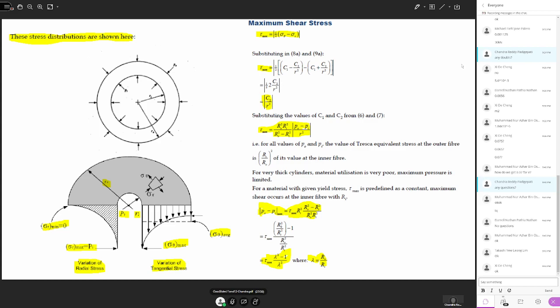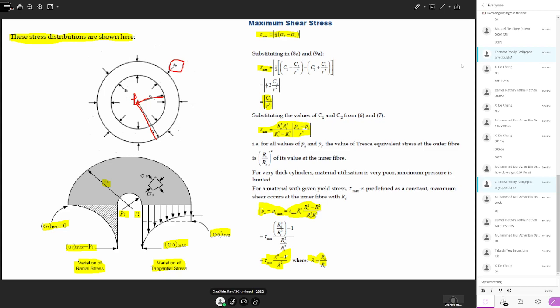When we talk about the thick wall cylinder, generally we represent it like this. Inner radius, outer radius, inner pressure Pi, and the outer pressure is Po. The two stresses are the radial stress and the tangential stress, and you can represent them as shown here.